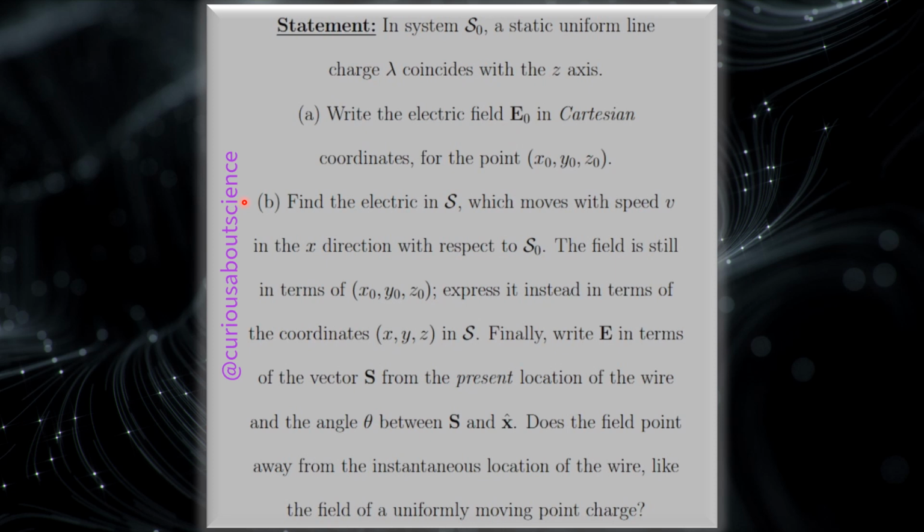Finally, write E in terms of the vector S from the present location of the wire and the angle theta between S and x hat. Does the field point away from the instantaneous location of the wire, like the field of the uniformly moving point charge? All right, fair questions. Let's see what we got.